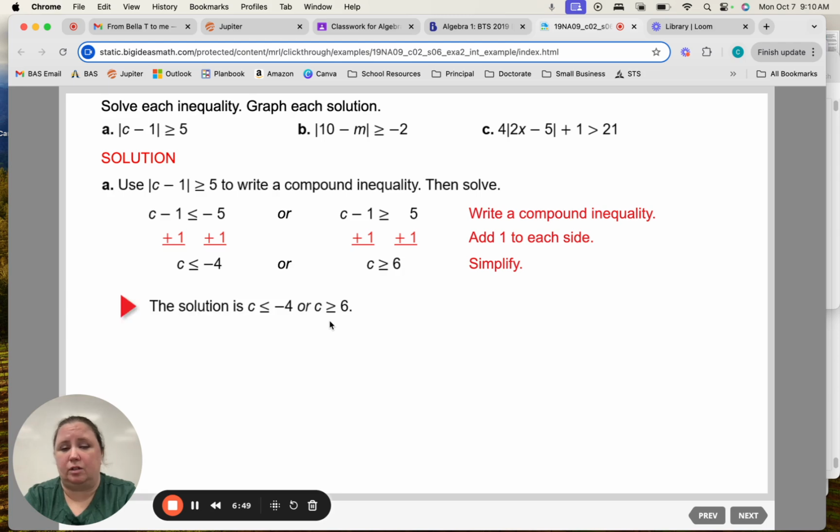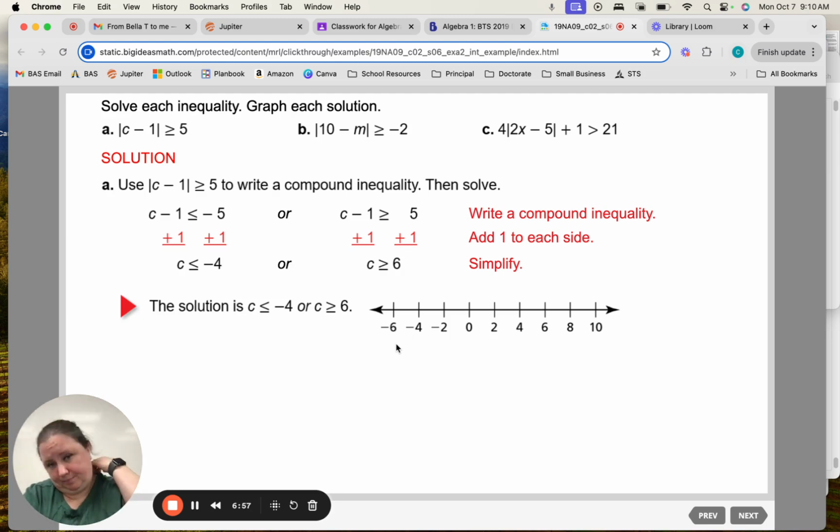It says to graph it. So you're going to draw a number line. How come it's OR? Because it's on the outside. You'll recognize it when you graph. So we do a dot at negative 4 and a dot at positive 6. They're filled in because it's equal to. And then C is less than or equal to negative 4, so you graph to the left. And C is greater than or equal to 6, so you graph to the right. So since it's everything on the outside of the two dots, that's why it's OR. Any questions on A?